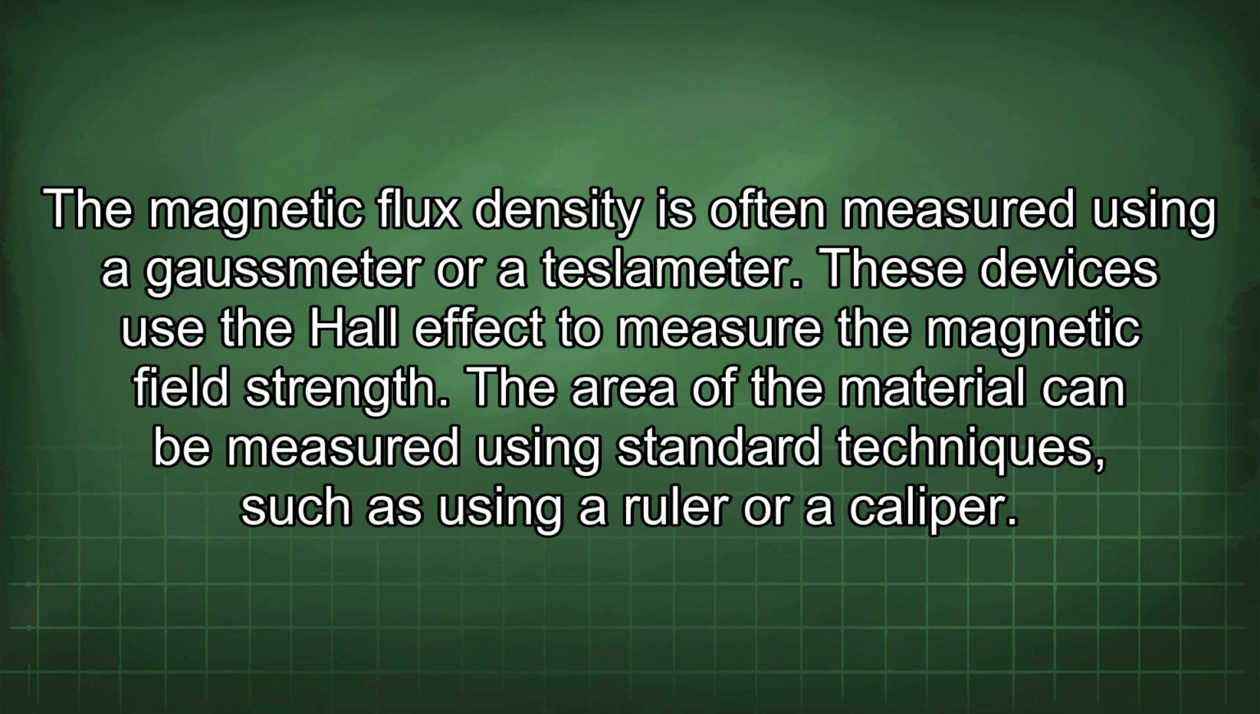The magnetic flux density is often measured using a Gauss meter or a Tesla meter. These devices use the Hall effect to measure the magnetic field strength. The area of the material can be measured using standard techniques such as using a ruler or a caliper.